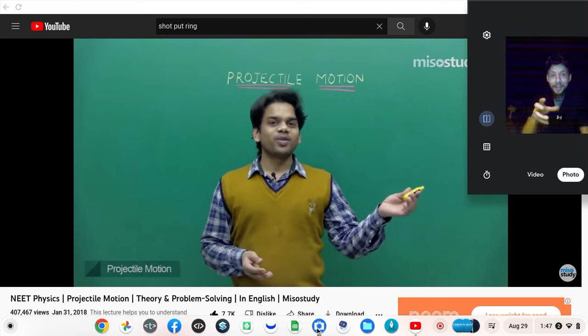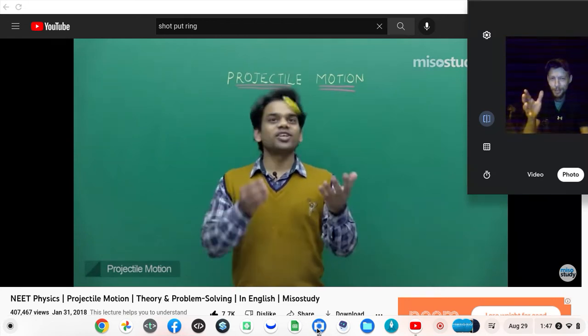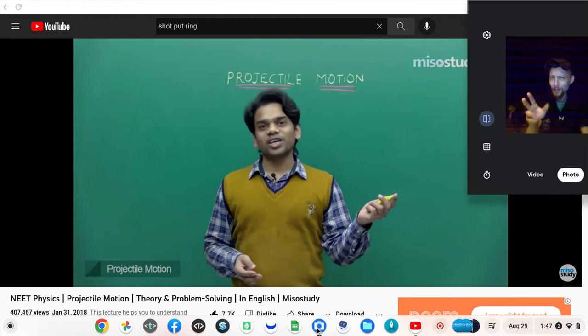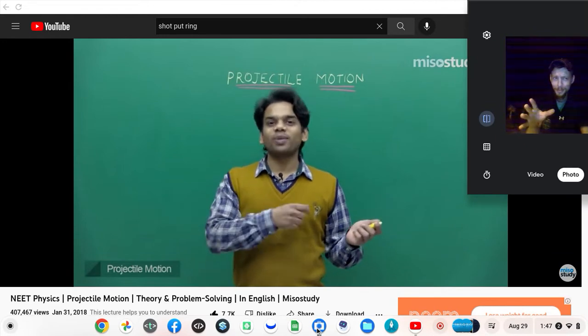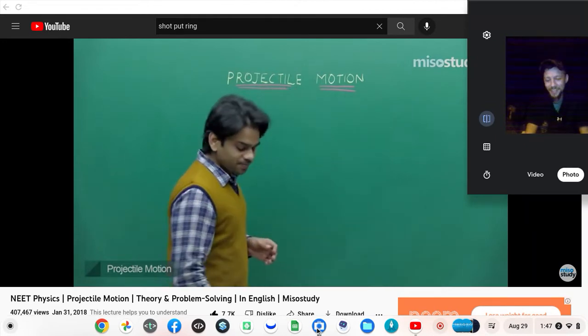It reaches me here. Now see, this particular trajectory is known as the trajectory of a projectile, and it will follow a parabolic path. See how it would look like.